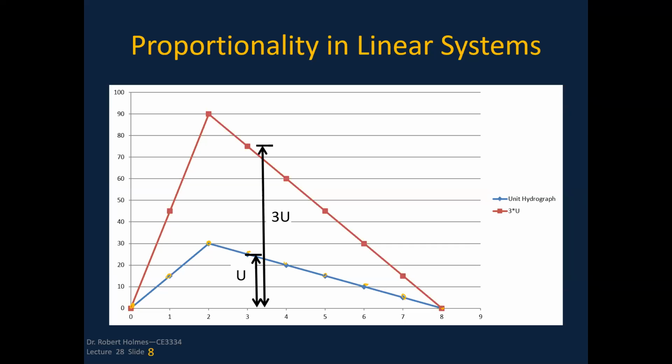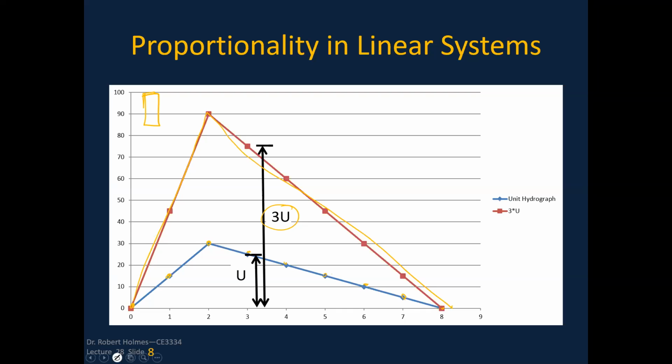And the principle of proportionality says, well, this is 1 unit of rainfall. Principle of proportionality says that I can multiply every ordinate by some number, constant number. In this case, I'm using 3 inches of rainfall. And so every ordinate is multiplied by 3. And you can see here in red, this is the hydrograph that results from three inches of rain that occurs.